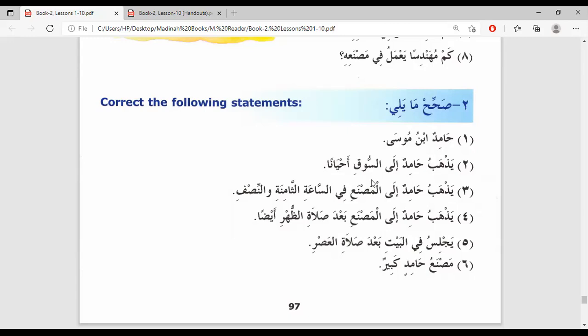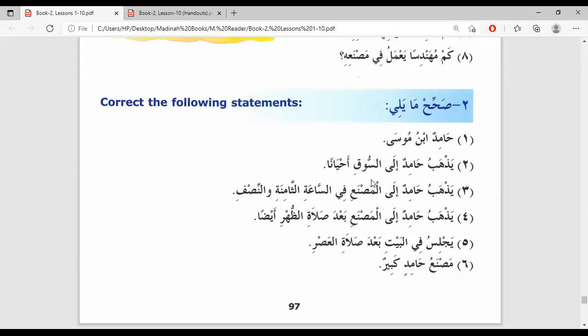Musa ibn Hamid. So you're not sure whether it is correct or incorrect. Musa was the son of Hamid. Okay. So Musa ibn Hamid. Yeah, so this is incorrect. Ghair sahih. Yes. Hamid is father of Musa here.